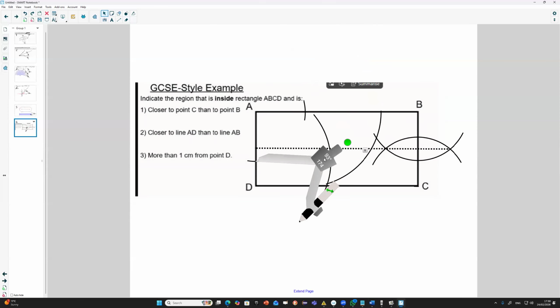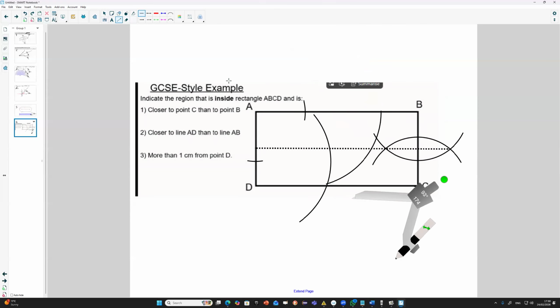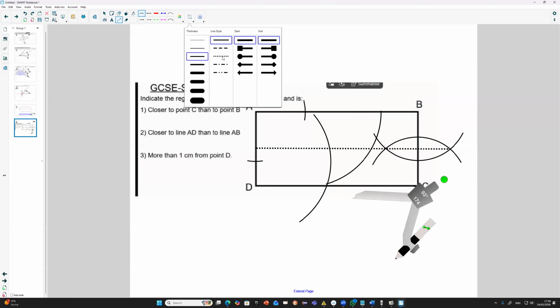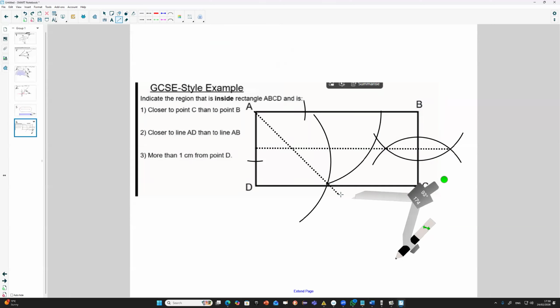There we go. So I've just about seen where they intersect. Then I draw my line through A, again with a dotted line, like that. Is that okay? Yeah. Right, so far we can see we're in the bottom left. It also has to be more than 1 centimeter from the point D.